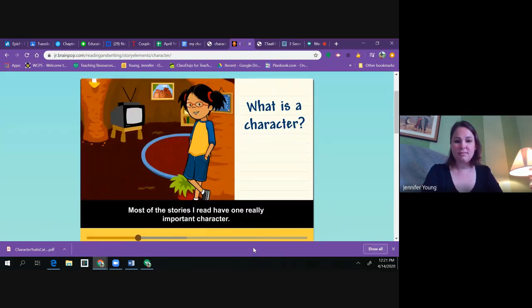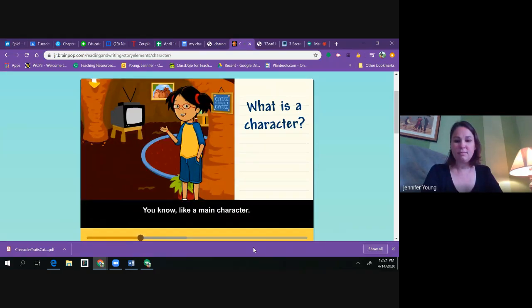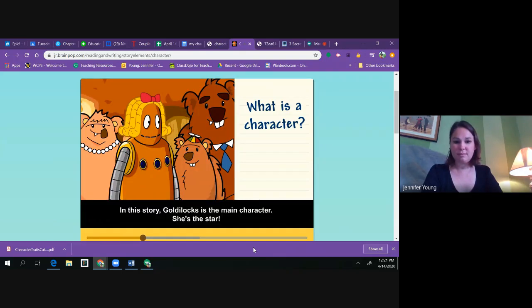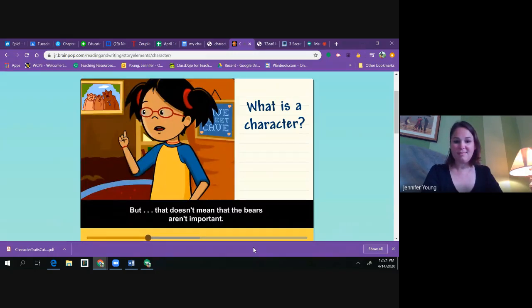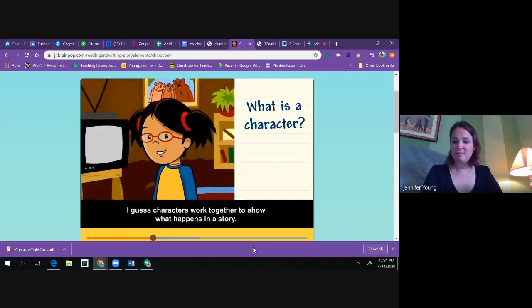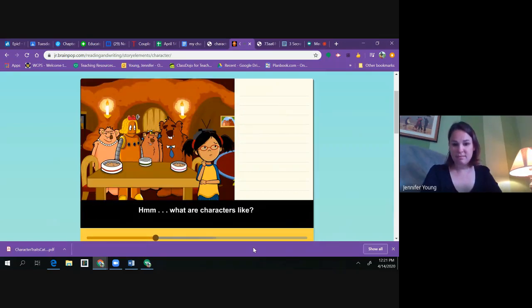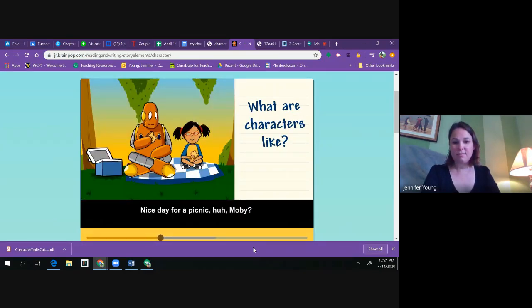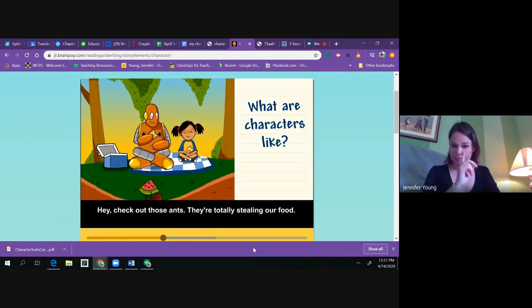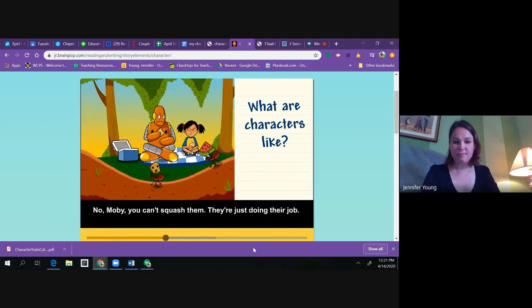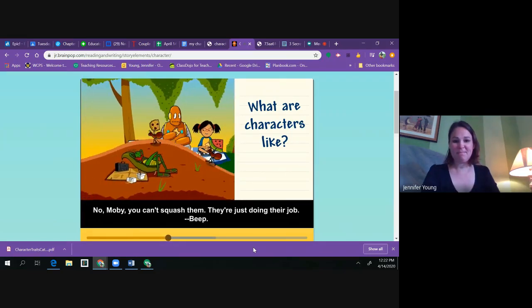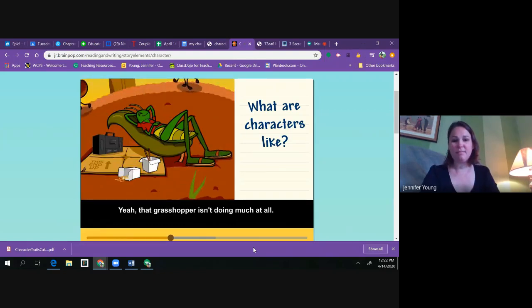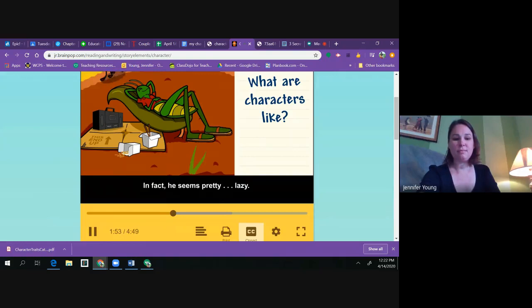Most of the stories I read have one really important character. You know, like a main character. In this story, Goldilocks is the main character. She's the star. But that doesn't mean that the bears aren't important. I guess characters work together to show what happens in the story. What are characters like? Nice day for a picnic, huh, Moby? Hey, check out those ants. They're totally stealing our food. No, Moby, you can't squash them. They're just doing their job. Yeah, that grasshopper isn't doing much at all. In fact, he seems pretty lazy.